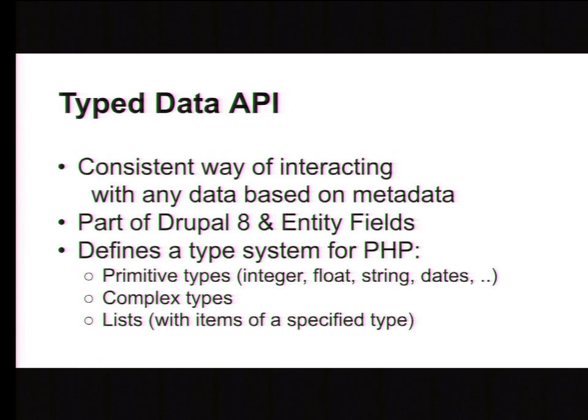It comes with some very basic primitive types like string, integer, float, and so on. Then it also defines something we call a complex data type. A complex type is some data structure with some named properties in it, and then it also has the notion of lists, where lists are multiple values of some data type.